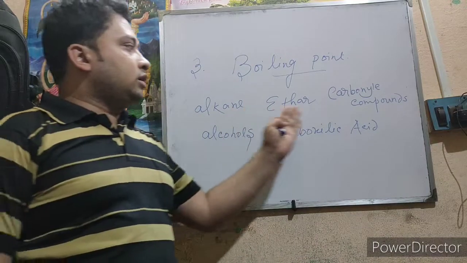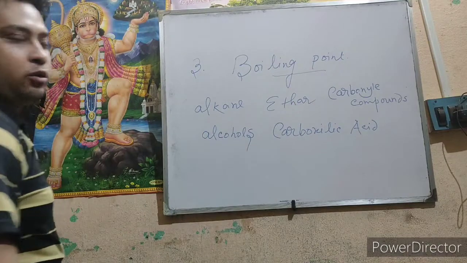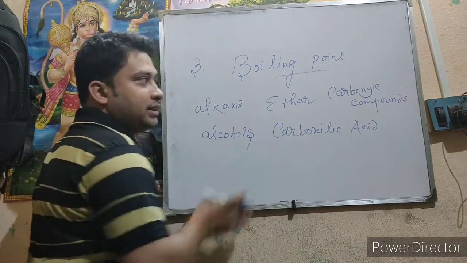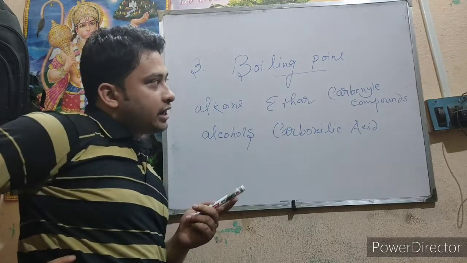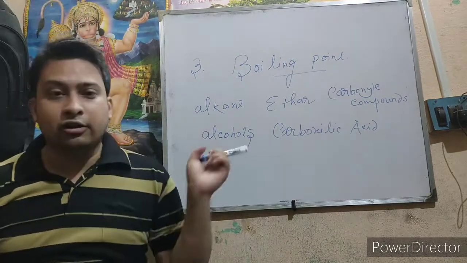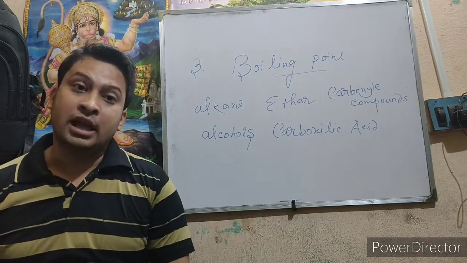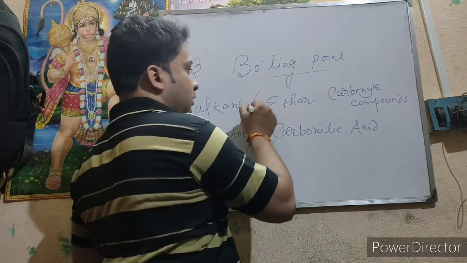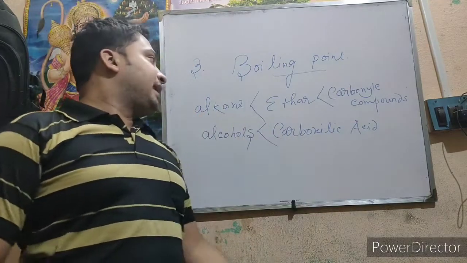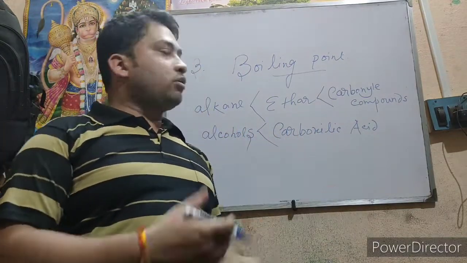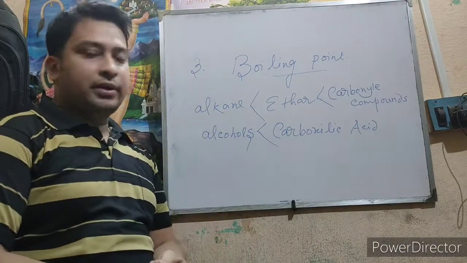Okay. You want to compare the boiling points. What will be the order of boiling point? You have alkane, ether, carbonyl compounds, alcohols, and carboxylic acids. So what will be the order? The order will be from alkane to carboxylic acid. Carboxylic acid shows the higher boiling point compared to alkane or the others.